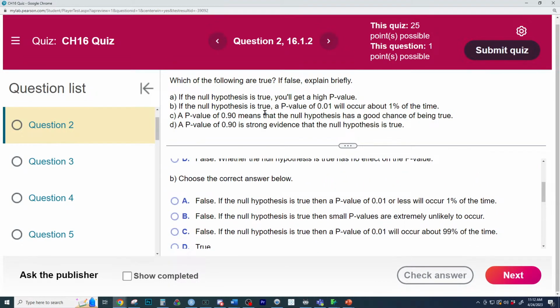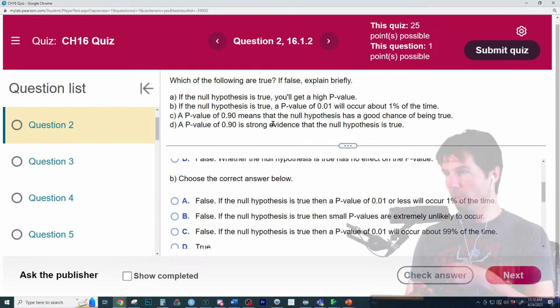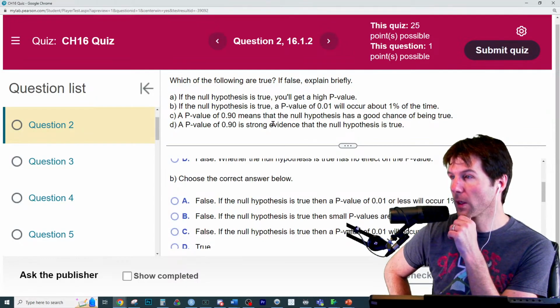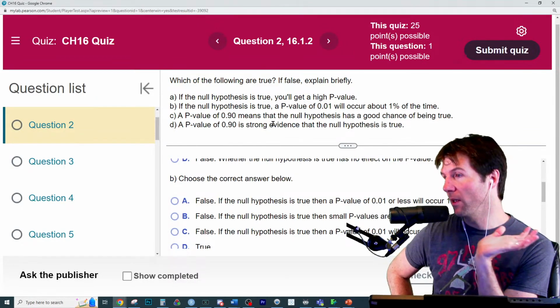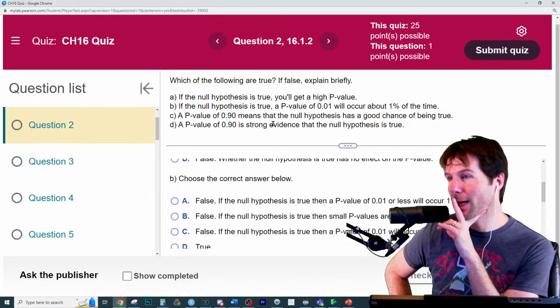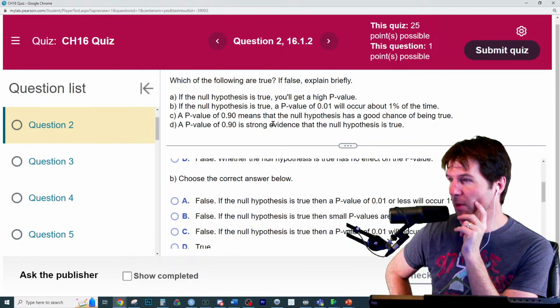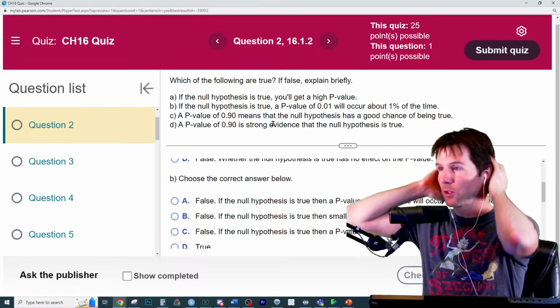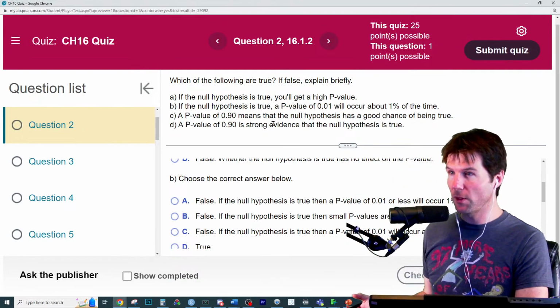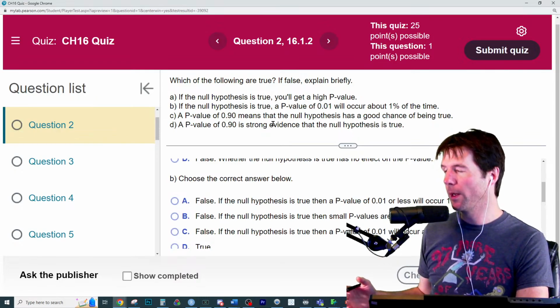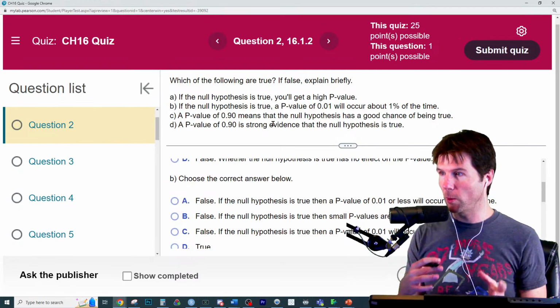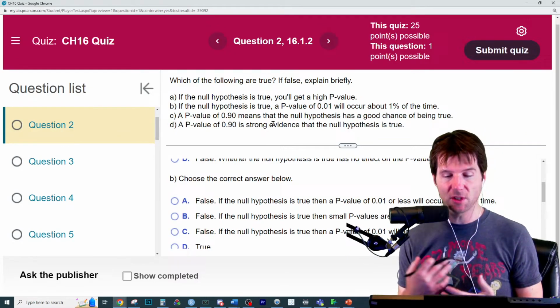If the null is true, a p-value of 0.01 will occur about 1% of the time. So that's called your what error rate? Well, if you set it to this, that is exactly what a p-value means. The p-value is the probability of our results or results more extreme happening by random chance given the null is true. So if the null is true, results that would occur 1% of the time would occur 1% of the time. It's almost tautological.